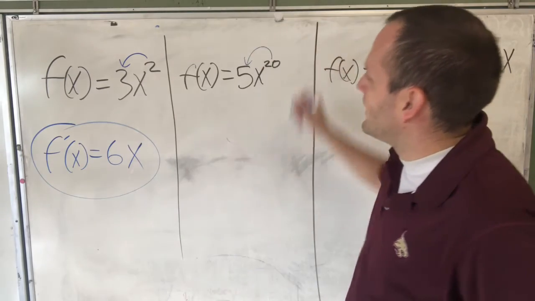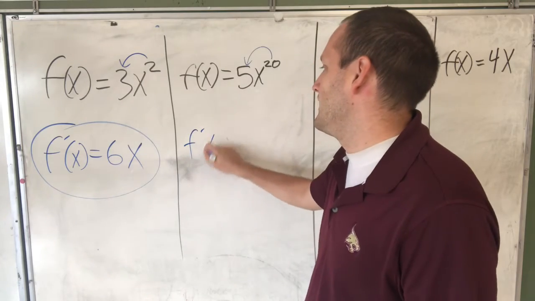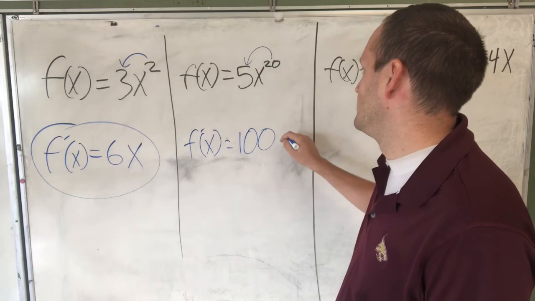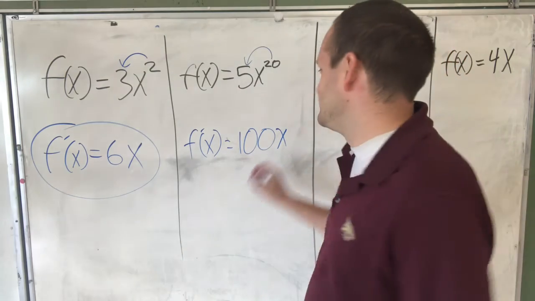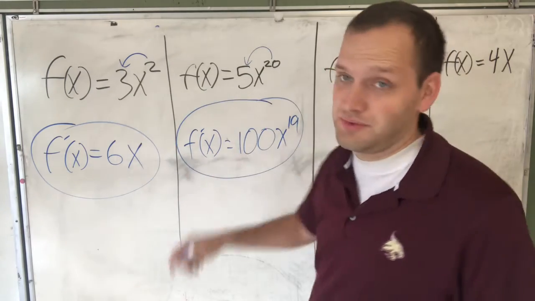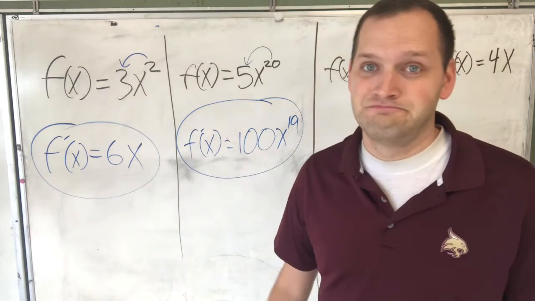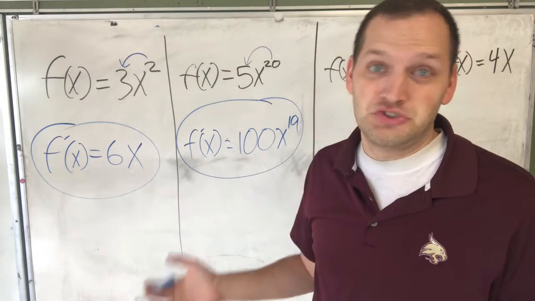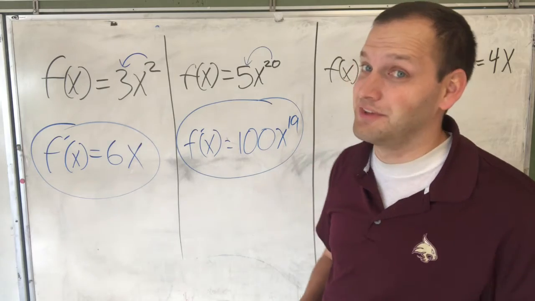20 times 5 is 100, so f prime of x is 100. X to the what power? 19. Okay. So again, if you went through and used the difference quotient on that, you would get 100x to the 19th power. Or you just use this shortcut, you can call it. It's called taking a derivative technically. Okay, we're taking the derivative here.